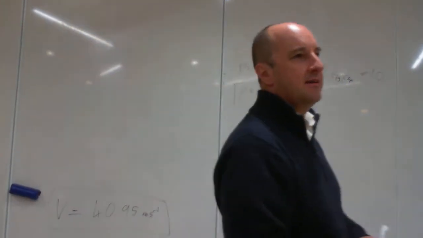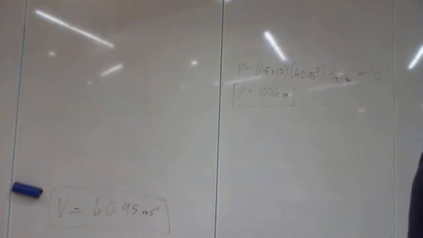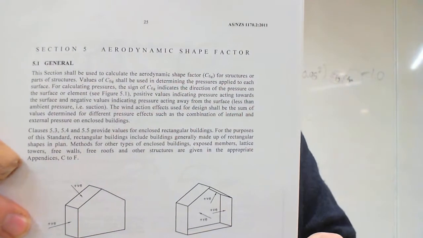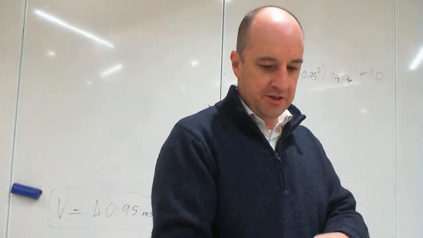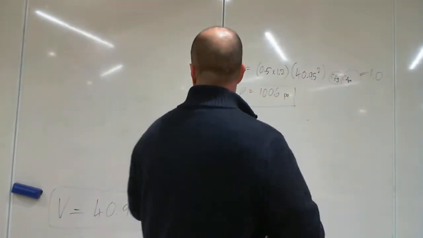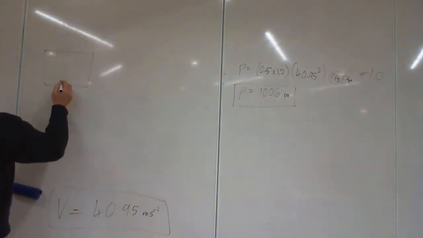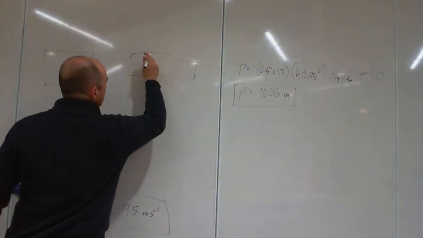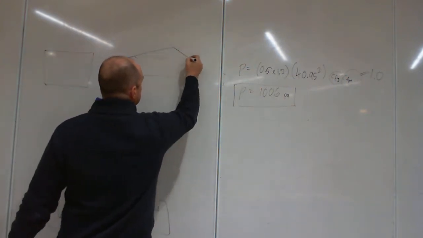And C fig is the aerodynamic shape factor for structures and parts of structures. And that's all about section 5 and quite a few of the appendices. And what you do in chapter 5 then is you go through and say, what sort of building have you got? And let's assume that we have a building which in plan looks like that. In elevation, no, let's give it a sloping roof, why not? Okay. In elevation, looks like that.